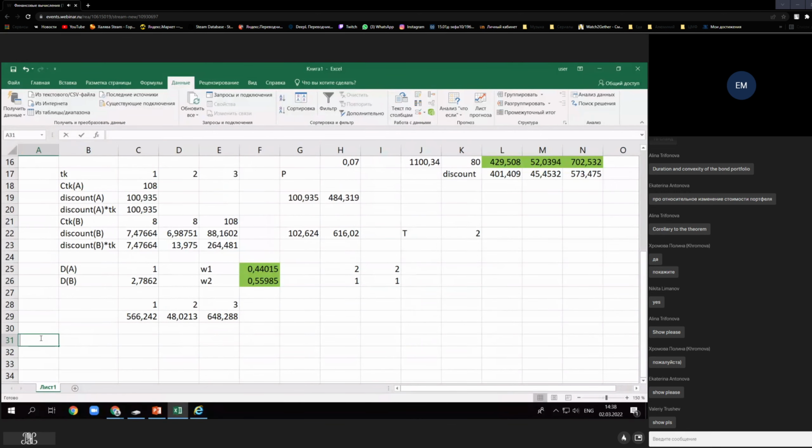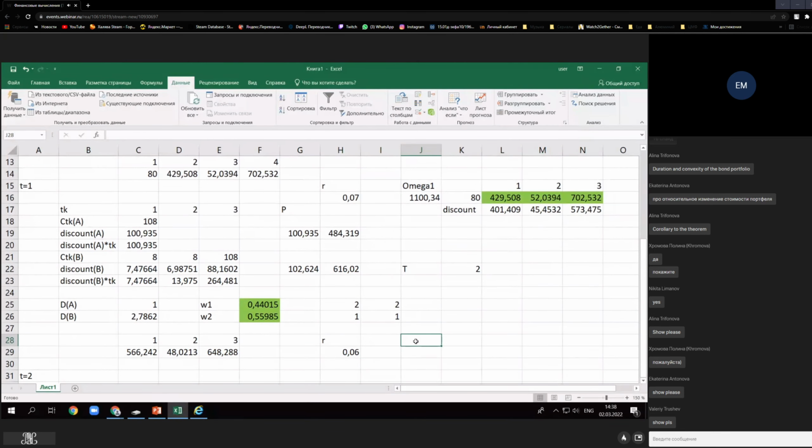Next moment will be in 2 years. In 2 years, we will have the following construction. The rate will be equal to 6%. And the construction, here we will calculate omega 2. And we will have the following construction.